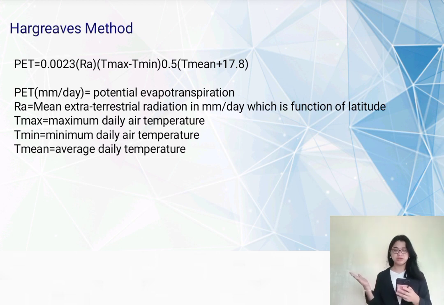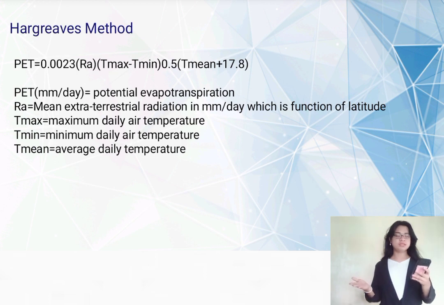For our Hargreaves method, we have the formula PET is equal to 0.0023 times R sub A times T max minus T min times T average plus 17.8 over 2, where PET in millimeter per day is equal to potential evapotranspiration. Our R sub A is the mean extraterrestrial radiation in millimeter per day, which is a function of latitude. Our Tmax is the maximum daily air temperature. Our Tmin is the minimum daily air temperature. And our T average is the average daily temperature.